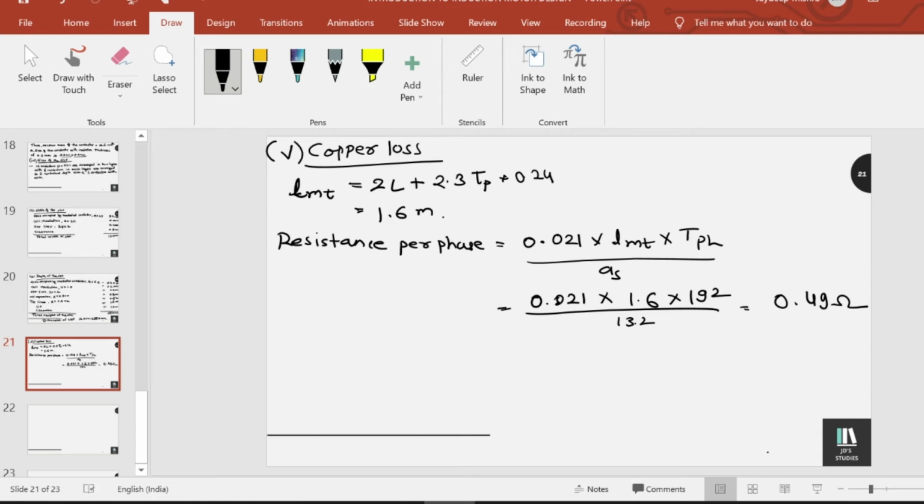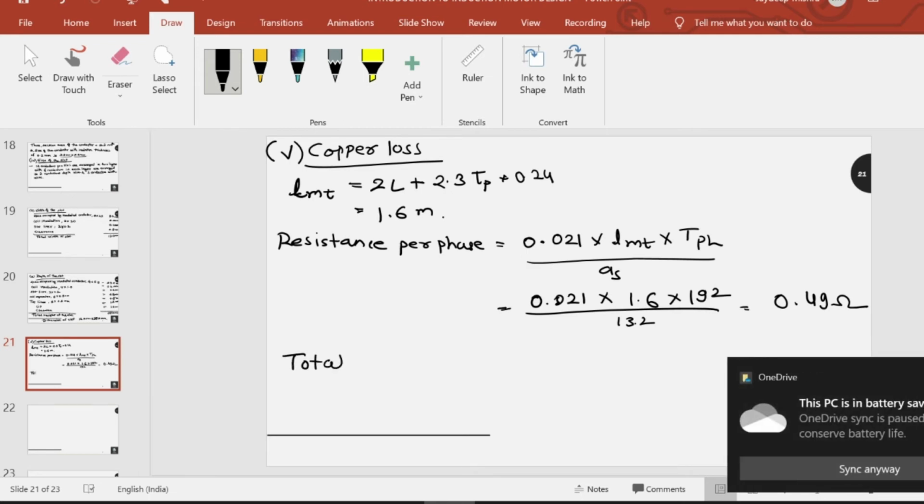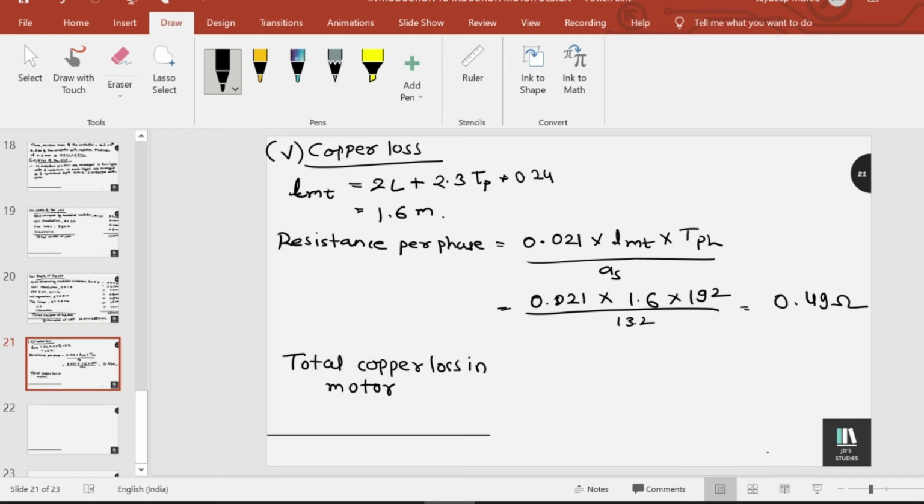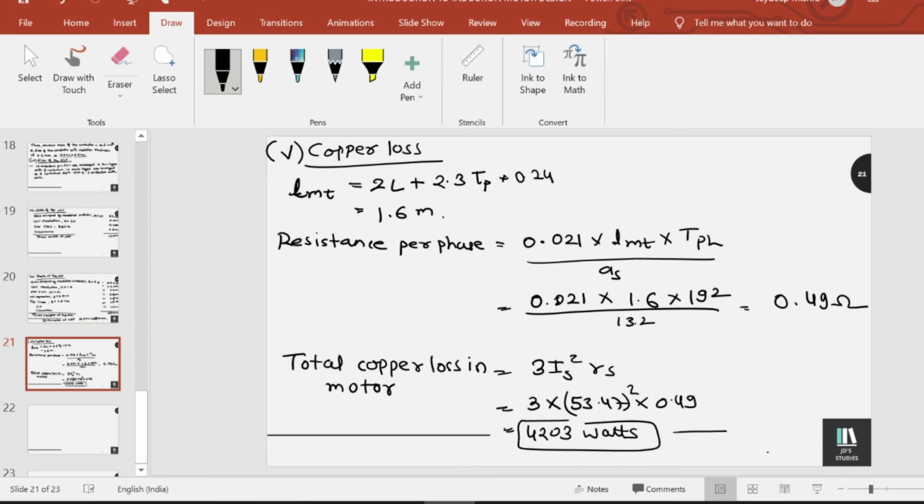0.49 ohm. Okay, so total copper loss in motor is 3 I_s squared R_s. We have the value of I_s as 53.47, and R_s is 0.49. So we will get the total copper loss, which is 4203 watt.